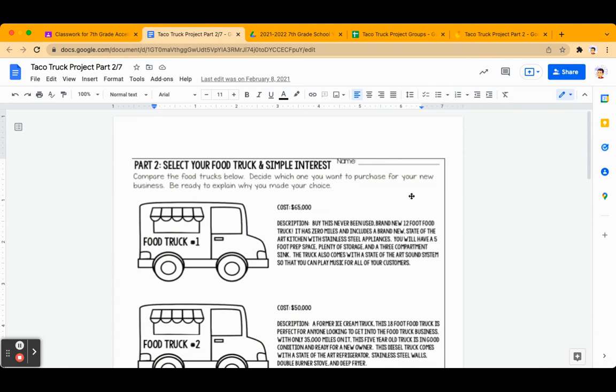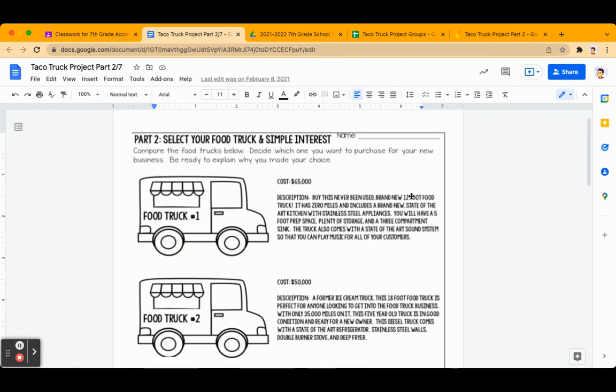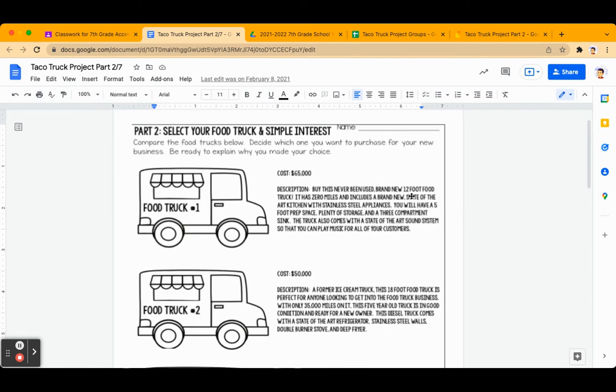I'll read through the instructions and help you out if there's any particular problems that we may have issues with. So here it is. Part 2, select your food truck and simple interest. Compare the food trucks below, decide which one you want to purchase for your new business. Be ready to explain why you made your choice.